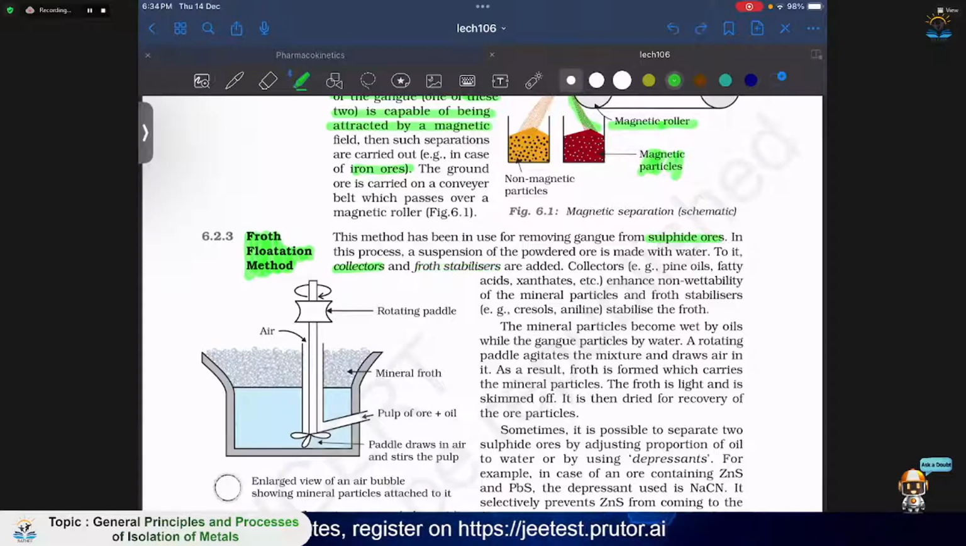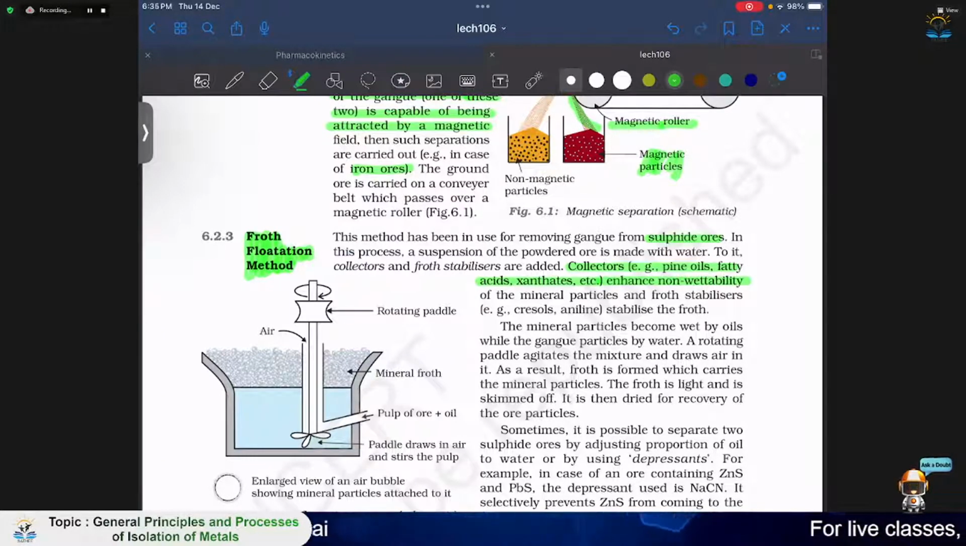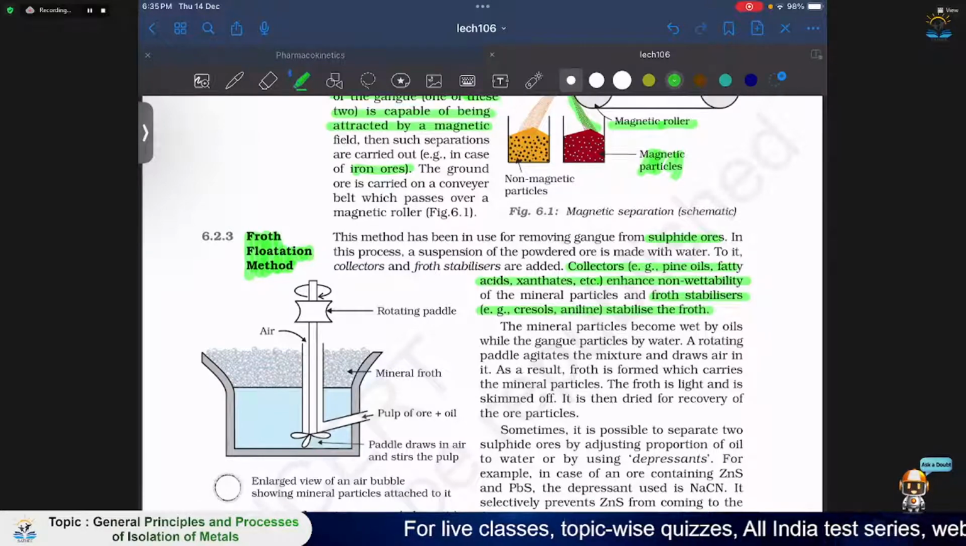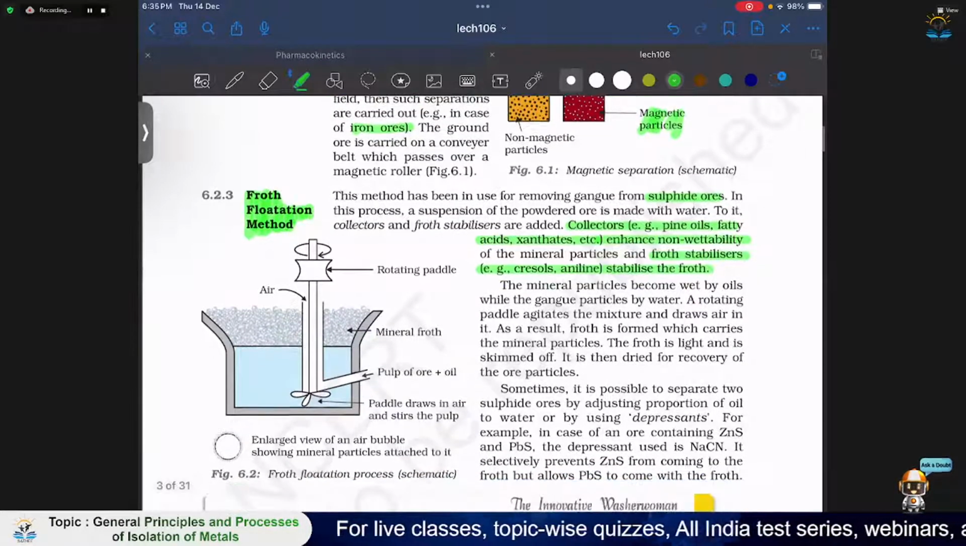So what are the collectors? The collectors are the ones which will collect the ore. They are pine oil, fatty acids, xanthates. They enhance the non-wettability of the mineral particles. Then there are froth stabilizers, cresols and anilines, which stabilize the froth formed by the collector. So first you mix the ore with water, add collector, and you stir it.